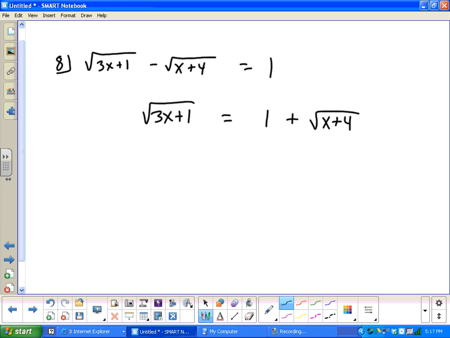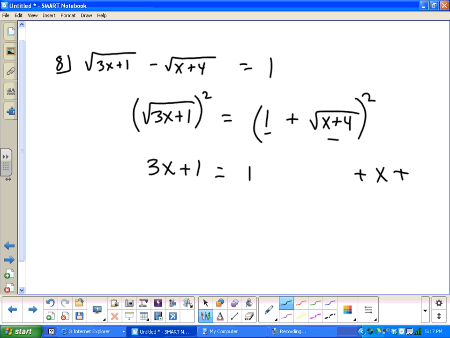Okay, so now that we've got them separated, we're going to try to undo them. And to undo them, we're going to square both sides. When we square the left side here, that's just going to undo the radical and give me 3x plus 1. And now here we go again with square, square, twice the product. So square, square, so it's going to be 1, and then plus x plus 4, which is not too bad. Now, twice the product.